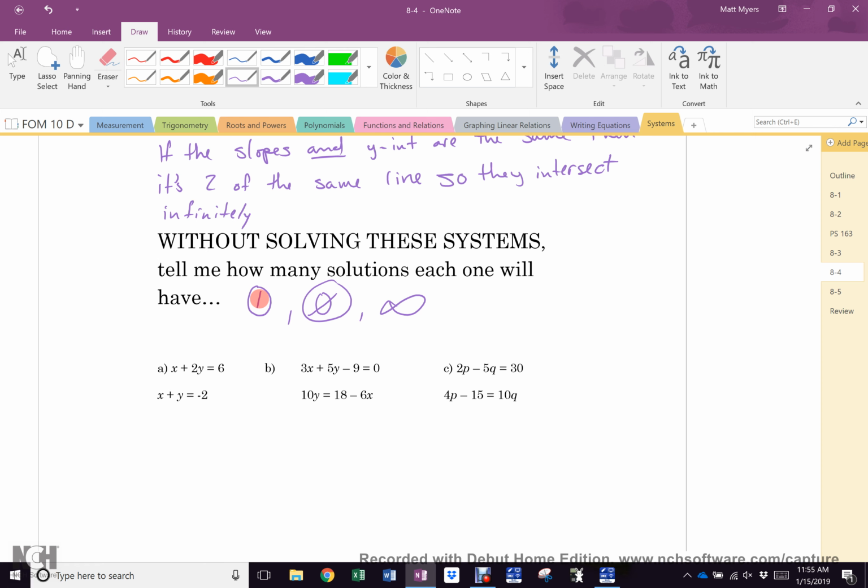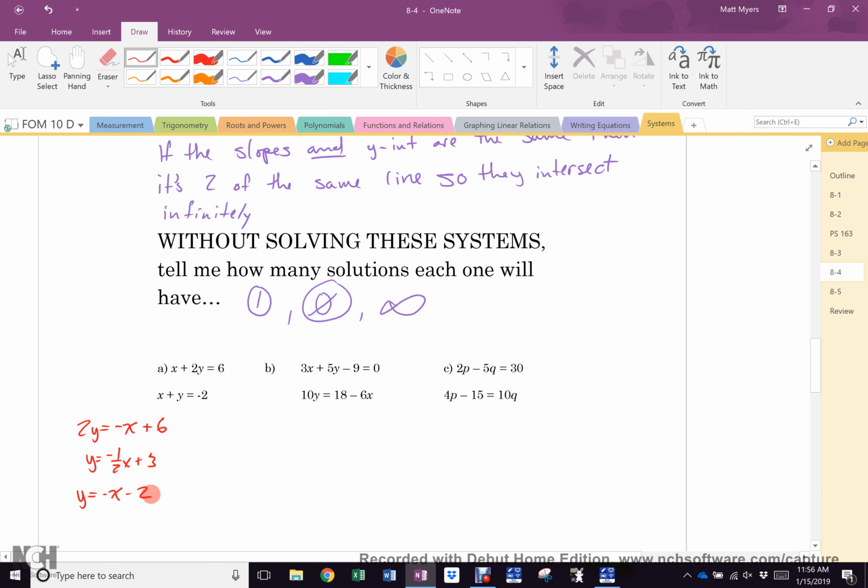The first two are very easy because they're already x and y. The third one becomes slightly more difficult. So what are you going to do with the first one? What are we looking for? We're not going to get rid of anything. We're going to isolate y because as soon as y is isolated, we know our slopes and our y-intercepts. So the first one, 2y equals negative x plus 6, y equals negative 1/2 x plus 3. Y equals negative x minus 2.